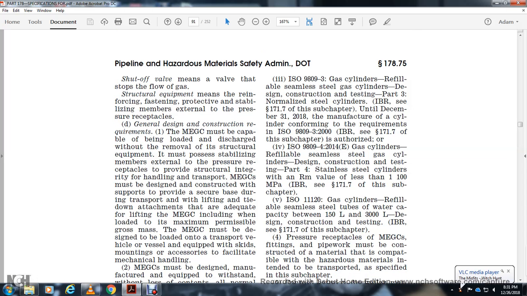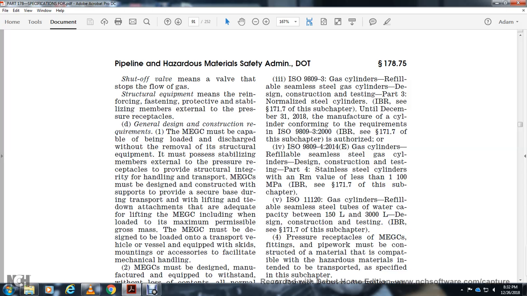ISO 9809-3: part 3: normalized steel cylinders, until December 31st, 2018. Cylinders manufactured in conformance with ISO 9809-3:2000 are authorized. ISO 9809-4:2014: part 4: stainless steel cylinders with an Rm value of less than 1,100 MPa. ISO 11120: gas cylinders, refillable seamless steel tubes with a water capacity between 150 liters and 3,000 liters, design, construction and testing.